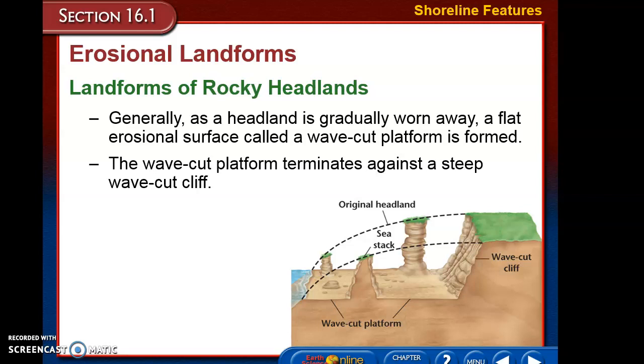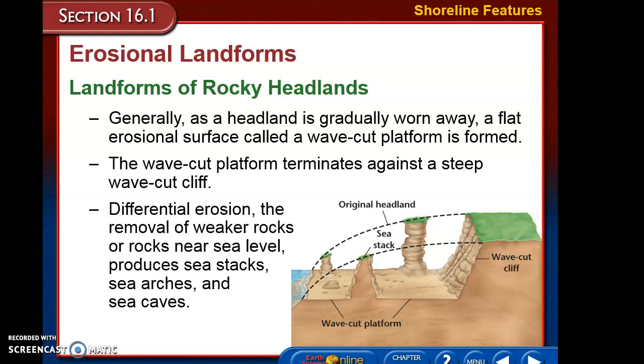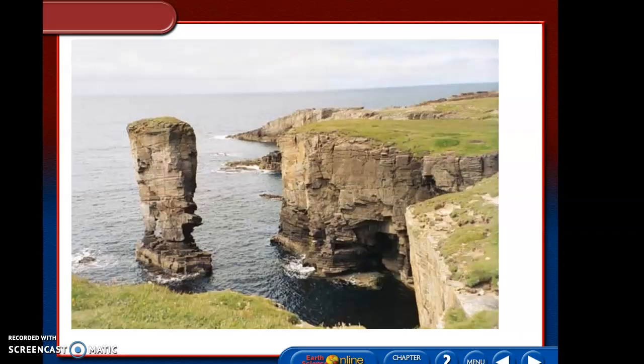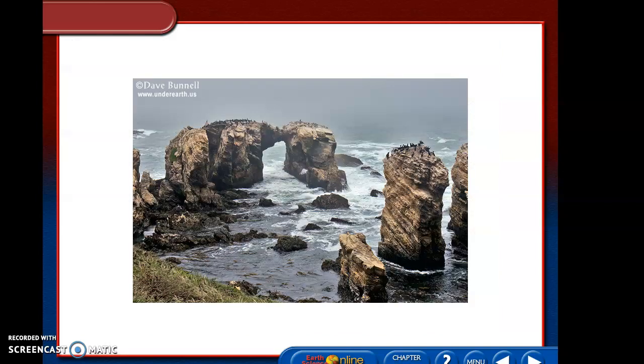So some of the landforms these guys can create are called sea stacks, which are kind of like these columns coming out of the ocean floor. Caves, cliffs. And here's a picture of a sea stack here. It's absolutely beautiful. There are actually painters out there that make their living painting these types of landforms. Look at this one here, that's absolutely gorgeous.